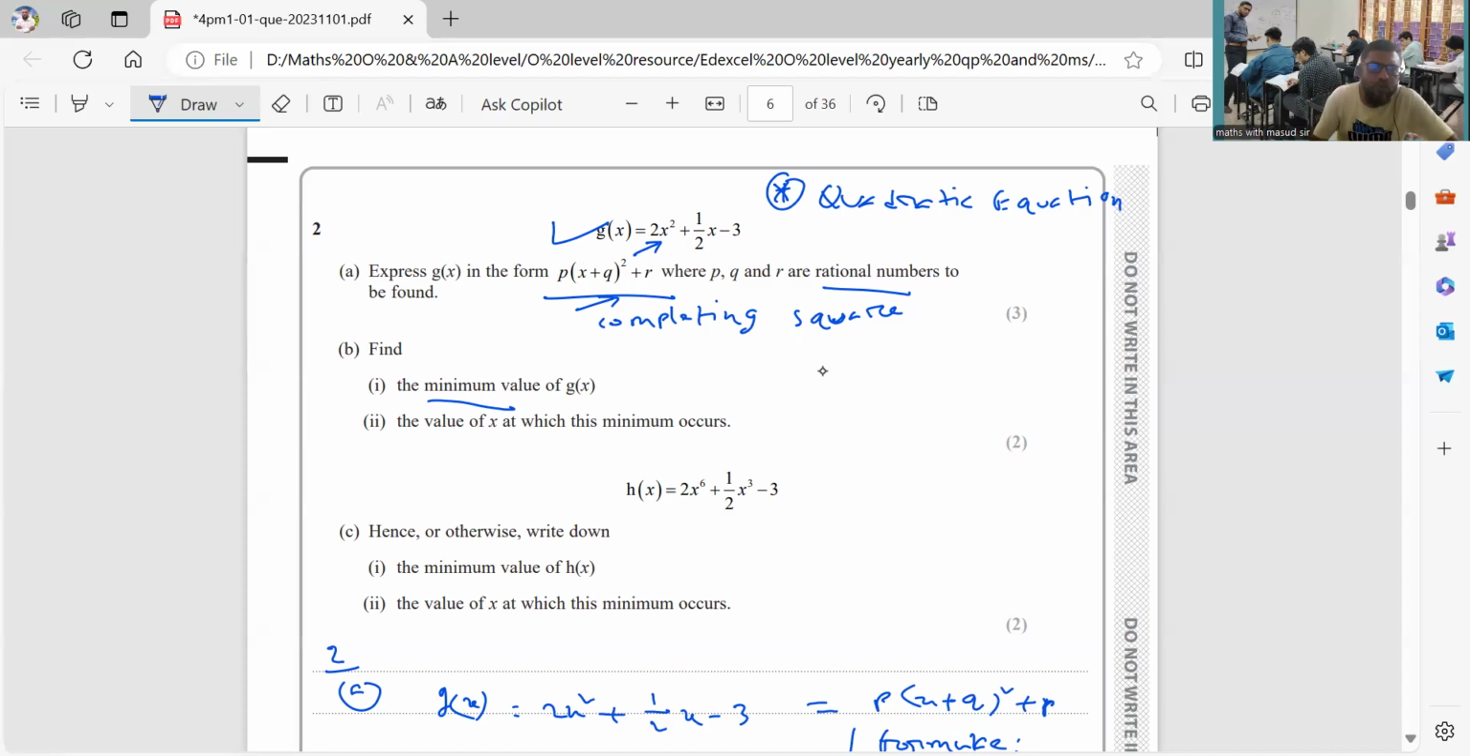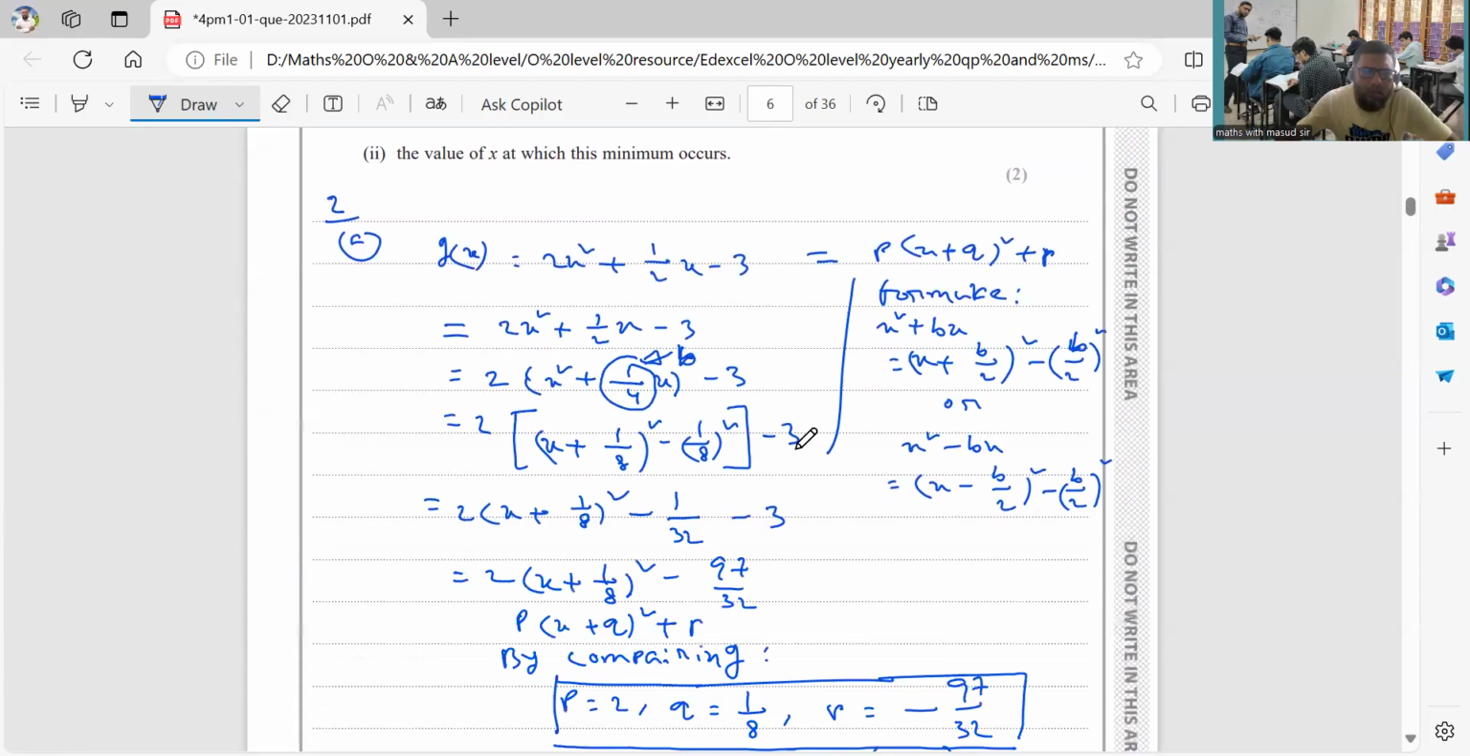So these are the two cases. That means the coefficient of x square is positive, so it will be a minimum. The question asks you to find the minimum of g(x), and the minimum value is always represented by this form, this value, after completing the square. Minimum and maximum depend on the coefficient of x square, and the value given after completing the square is this value r.